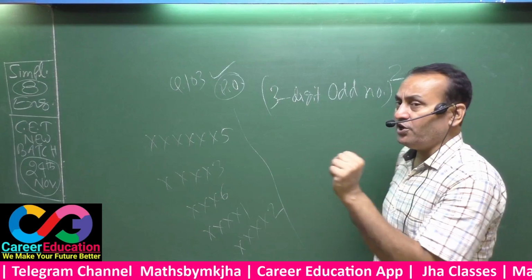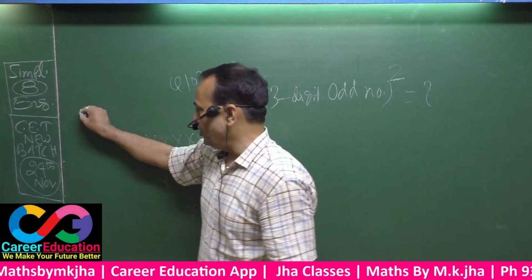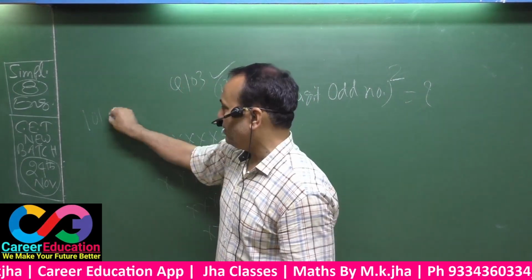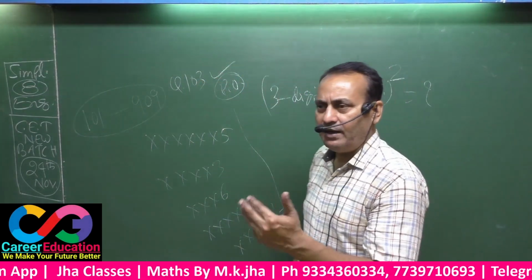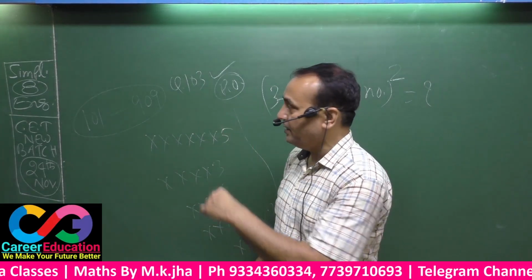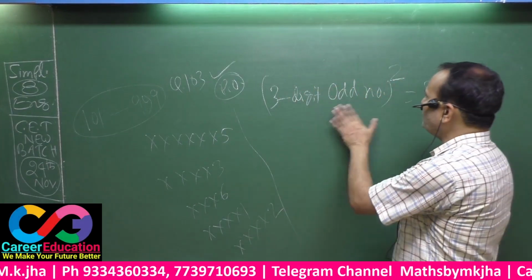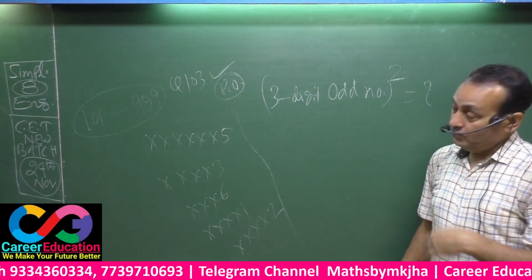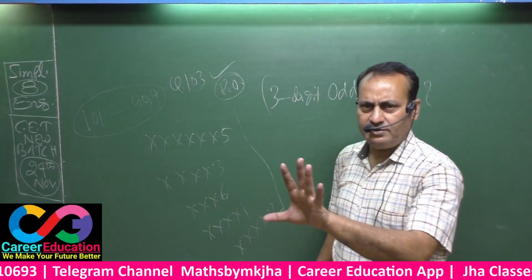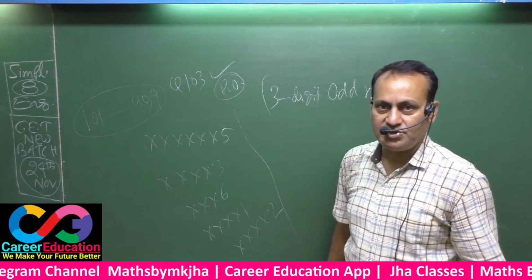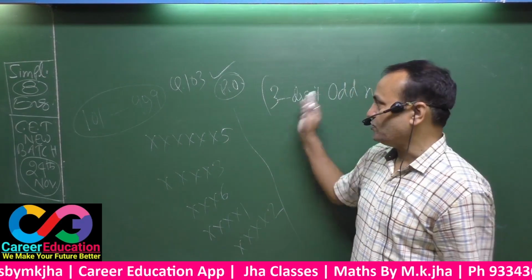A 3-digit odd number was given to you. That means a 3-digit odd number is this one up to this one. That means a 3-digit number, 100, 101, 103, 105 up to 999 was given to you, and you had to find the square of that. You got the square as well, but after some time some digits were erased, and this is the remaining situation. Now you have to choose which one may be the answer of this question.